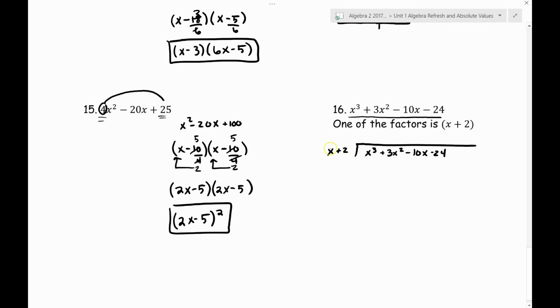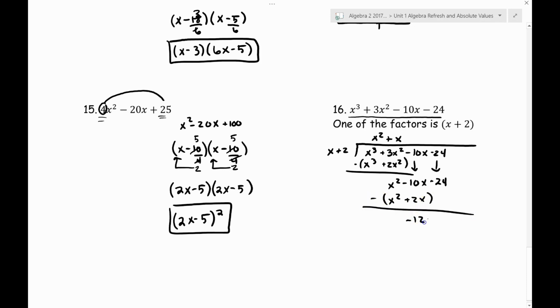Okay, so x cubed divided by x is x squared. That gives me x cubed. X squared times 2 is 2x squared. We're going to subtract them, and I get x squared. Drop down the negative 10x and the minus 24. Okay, x squared divided by x is just 1x. And that gives me x squared plus 2x. And I subtract, and I get negative 12x. Bring down the negative 24.